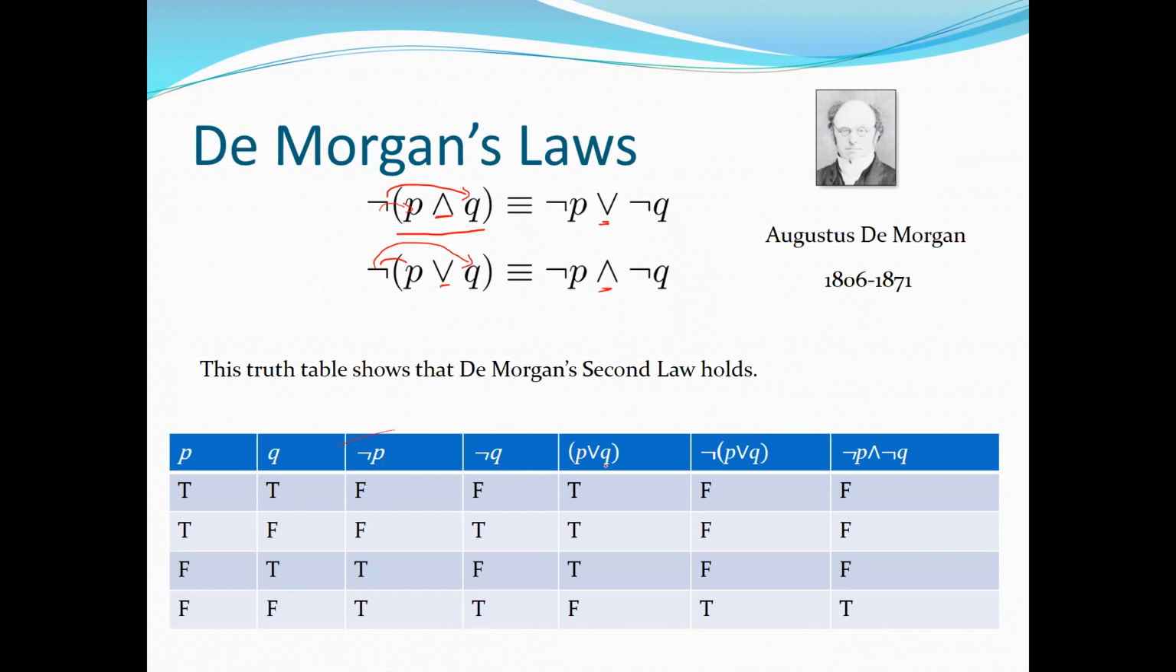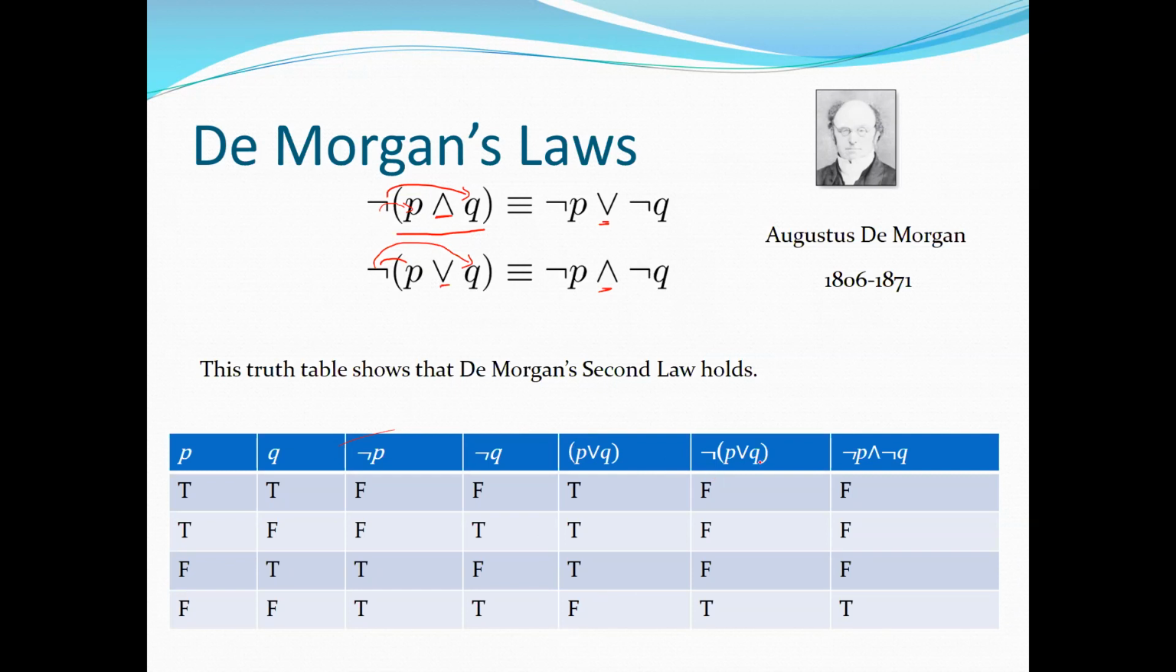So now P or Q. P or Q, we already know the truth table. Any one of them true is true. So here true, true, it's true. Here it's true, false, it's true. False, true, one of them is true, true. False, false, both are false, so this OR operator is false. So this is the value of P or Q.